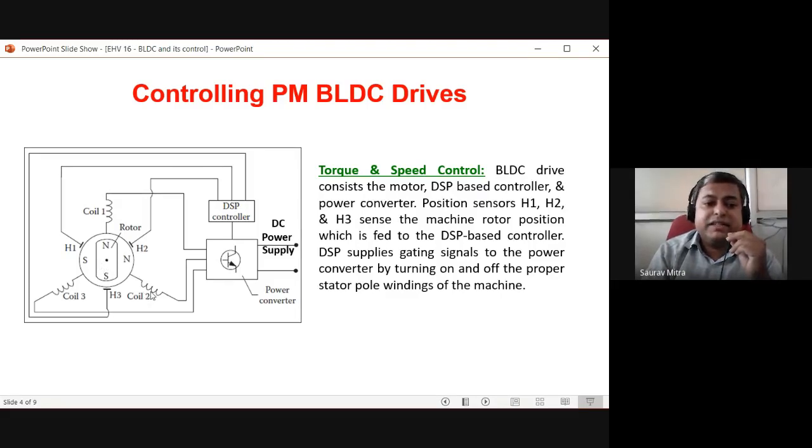There are 6 wires you can find: coil 2, H3, coil 3, H1, coil 1, and H2. So these are the 6 coils. One is the entry point, another is the exit point. They come to the DSP controller. And what is the DSP controller exactly doing? In the detailed torque and speed control diagram we will find this. The DSP controller is receiving 2 inputs.